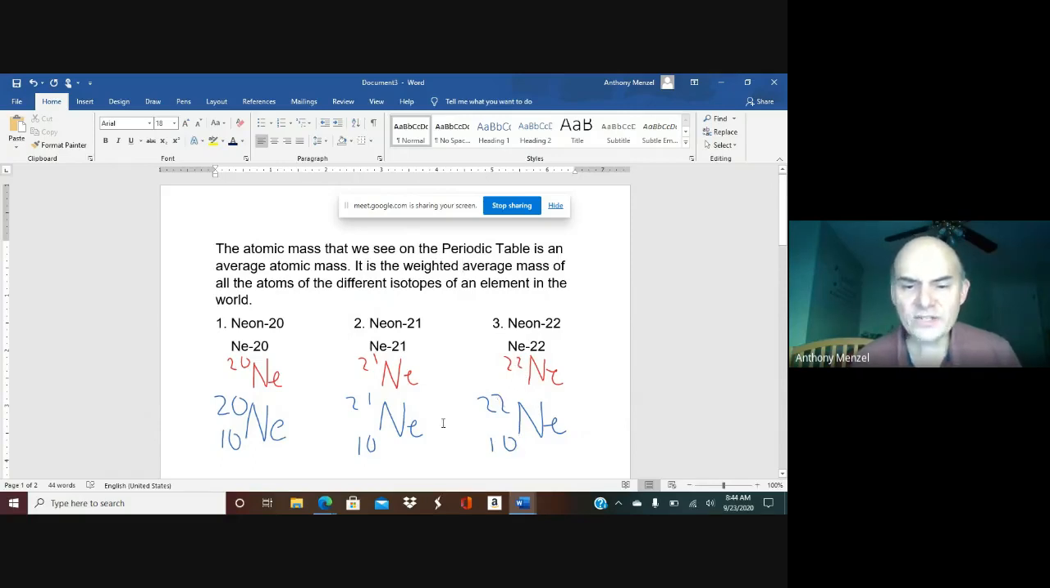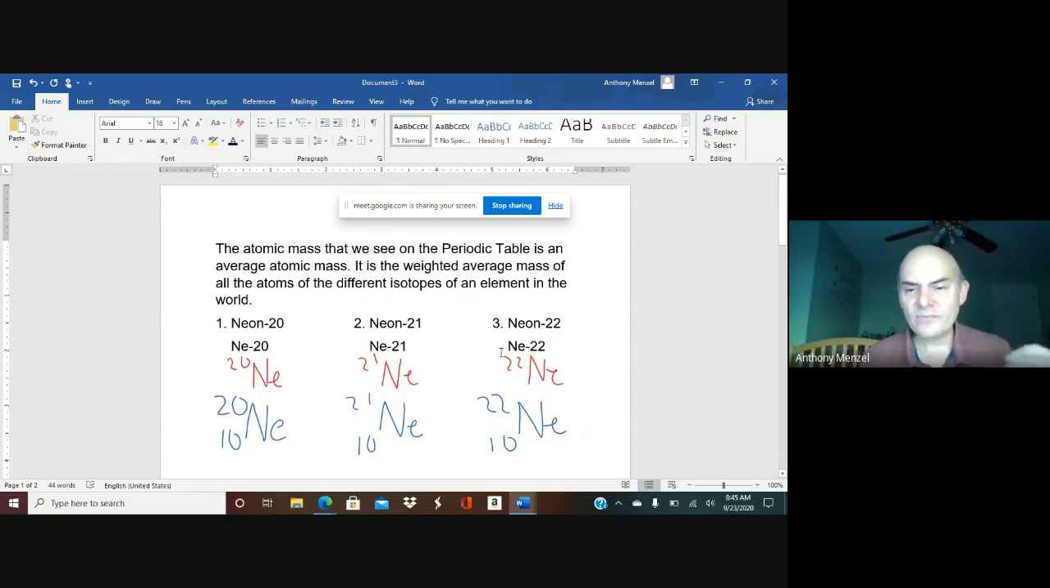In this form of isotope notation, you can also include the atomic number. However, it's not necessary because we know that the atomic number represents the number of protons, and we know that for all of the atoms of a given element in the world, you have the same number of protons. Therefore, we can represent neon 20 with the 20 in the upper left of the symbol, and then the atomic number to the lower left. And that's true for neon 21 and neon 22 as well.